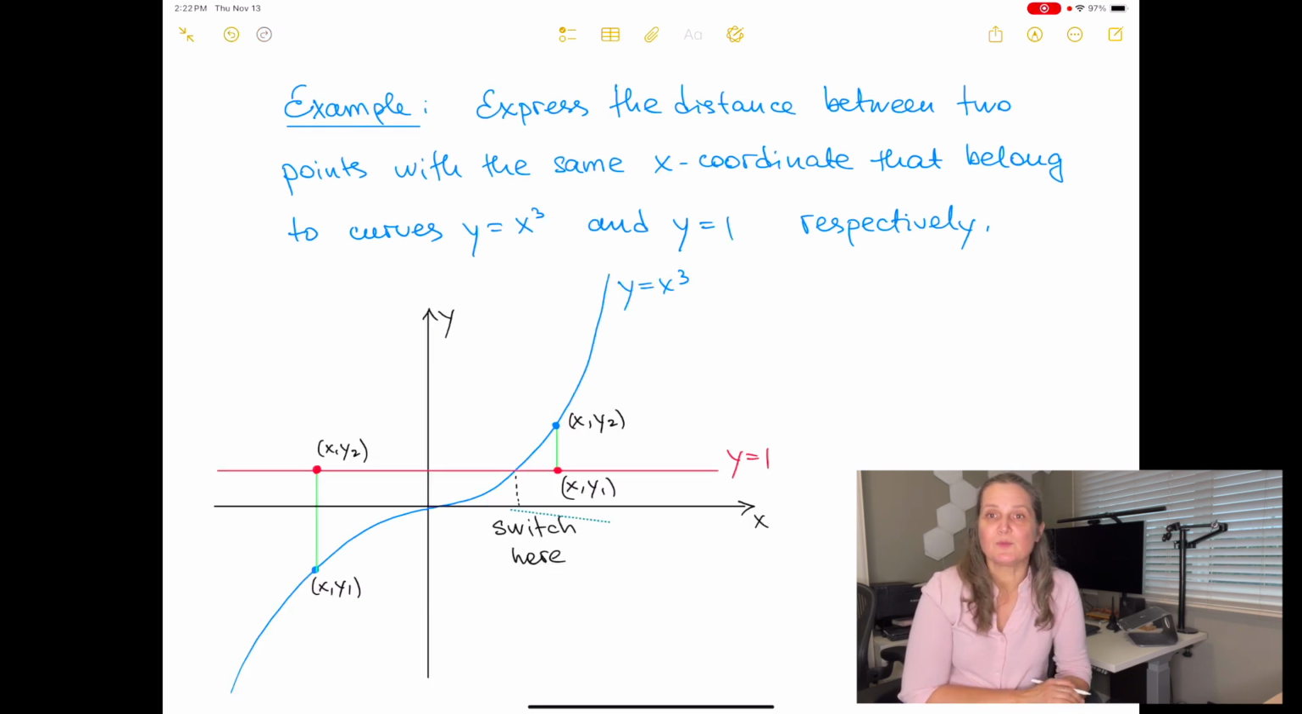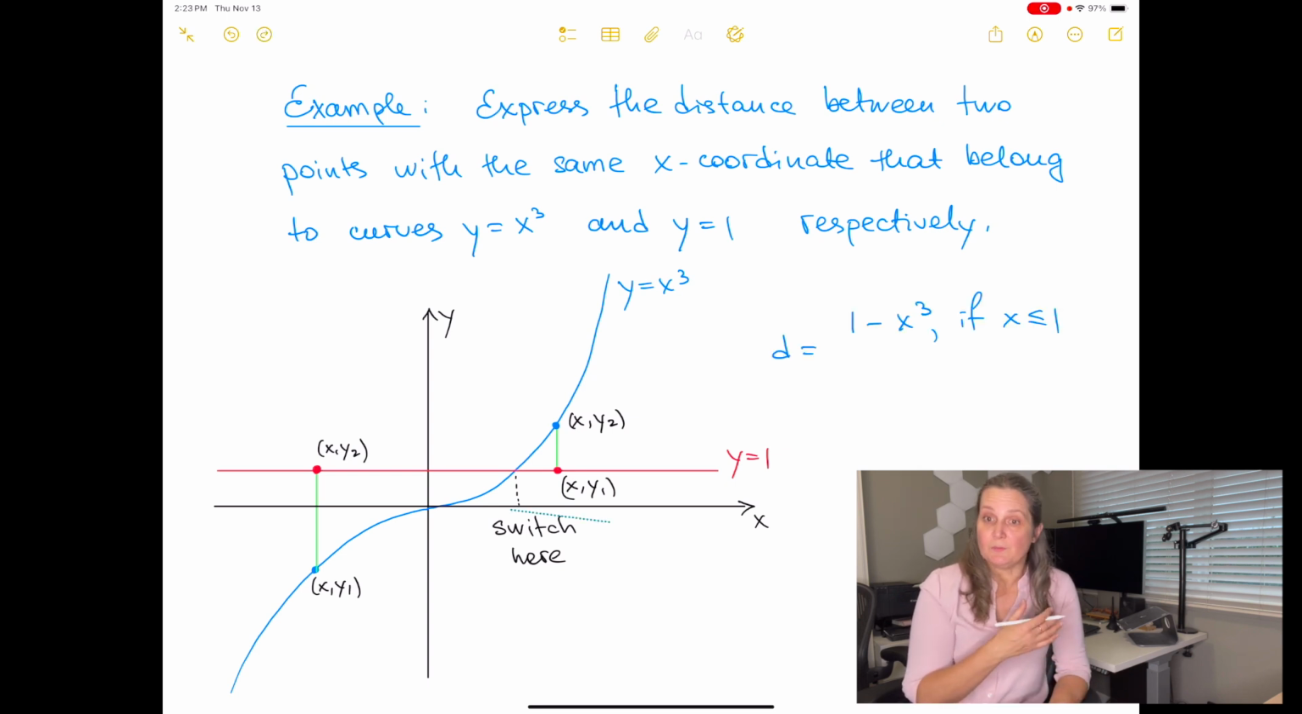The last case I want to consider is when 2 functions f of x and g of x switch positions. So for some values of x, function f of x is on top, and in the other cases, function g of x is the one that is larger than f of x. Let's express the distance between the 2 points with the same x-coordinate, that one belongs to the curve y equals x cubed, while other belongs to the line y equals 1.